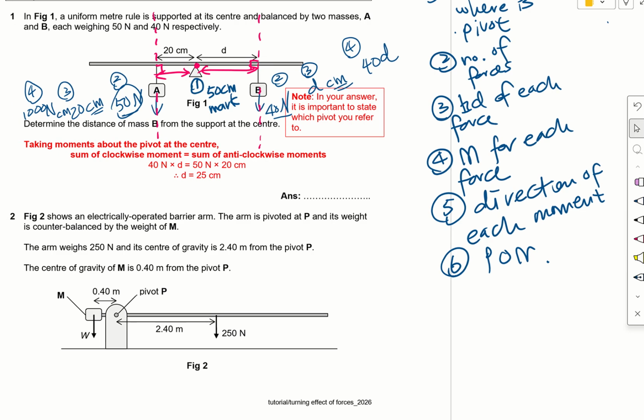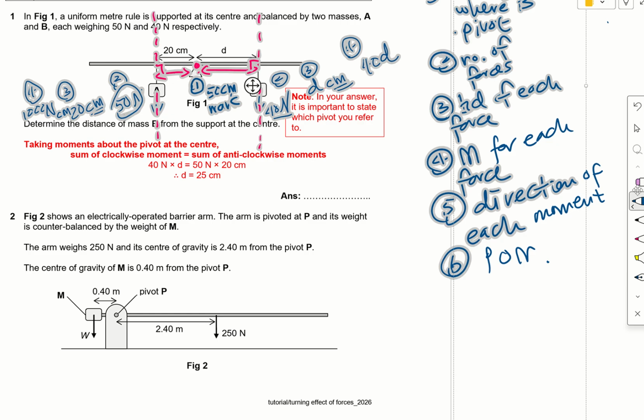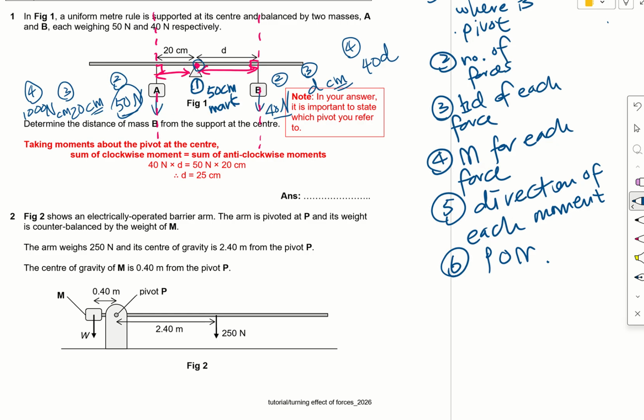Okay, then step 5 is to account for the direction. So I would need you all to take a pen and hold the pen at where the pivot is, which is at the center. So you hold the pen at the center, and for the direction of moment due to A, you press down on the left hand side of your pen while still holding your pen at the center.